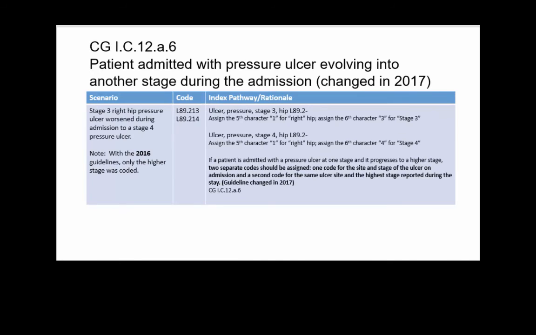The next guideline has to do with those times when a pressure ulcer becomes worse during admission. And this particular guideline was changed in 2017. In 2016, if that happened, we would just code the worse or the higher stage. But now our guidelines tell us to have two codes, one for the site and stage where it was on admission, and a second code for that same ulcer site and the highest stage reported during the stay. This did change. This is one of those times where a coder who's not paying attention to the guidelines could really get caught, because he or she is going to code to the earlier guideline and not realize that it's changed.